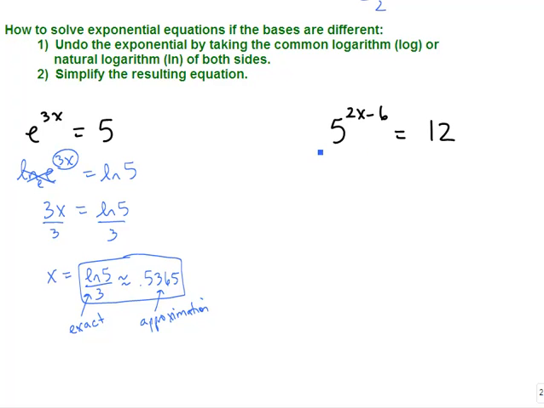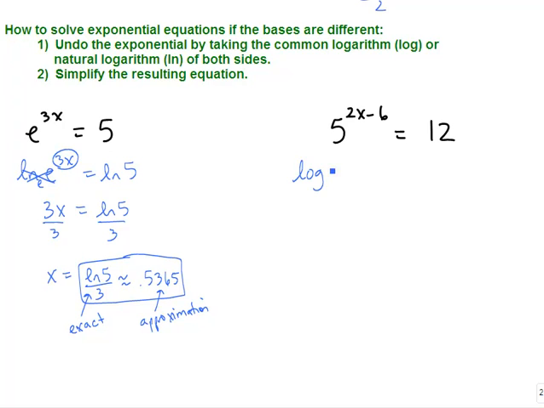Okay? In the next example, we have 5 to the 2x minus 6 equals 12. It is not possible to get these two bases to match. So to undo these exponentials, we're going to use logs. Remember, the best two choices to use are either log base 10, which is just a common log, or log base e, which is a natural log, an ln. You can do it either way. Since in the last problem I used an ln, this time I'll use a log base 10.